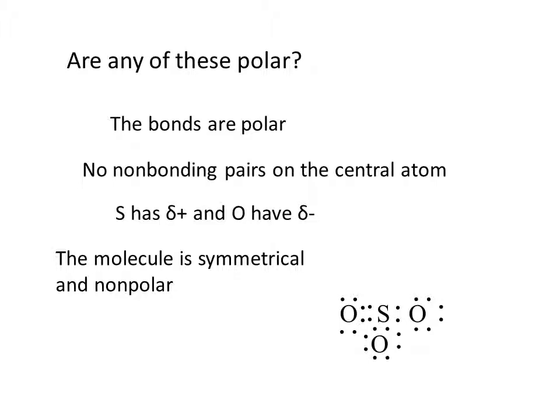If I look at sulfur trioxide, I can see that the bonds are polar. Sulfur has an electronegativity of 2.5 and oxygen is 3.5. That's a significant difference in electronegativity, and they're very polar bonds. However, if I look at the sulfur atom, I can see that the central atom has no non-bonding pairs. When you have no non-bonding pairs on the central atom and the atoms attached are all the same, the molecule is symmetrical and it will be nonpolar.